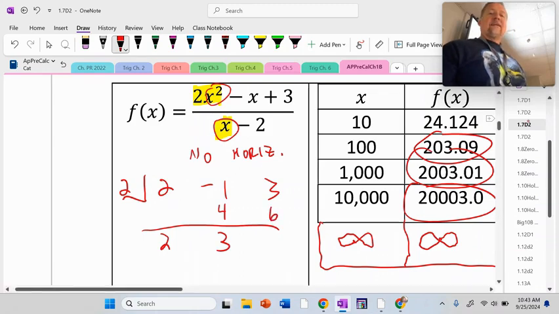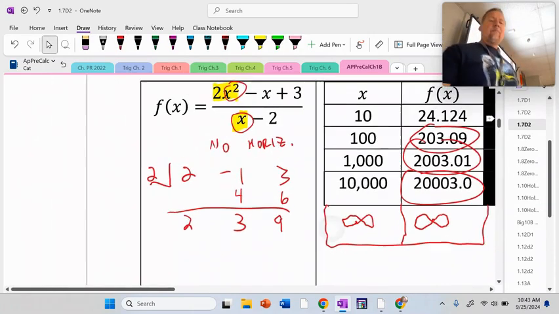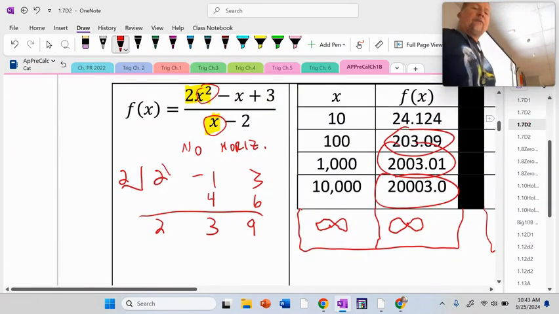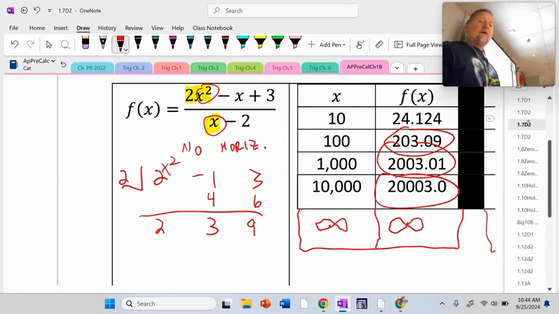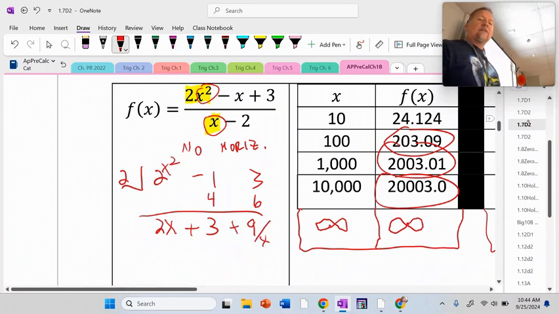Then 2 times 3 is 6. Now, I feel like that's different than... no, I guess that's fine. Okay, then remember, when I synthetically divide, what happens? This is x squared. Now it's x, depressed polynomial, plus 3 plus 9 over x minus 2.